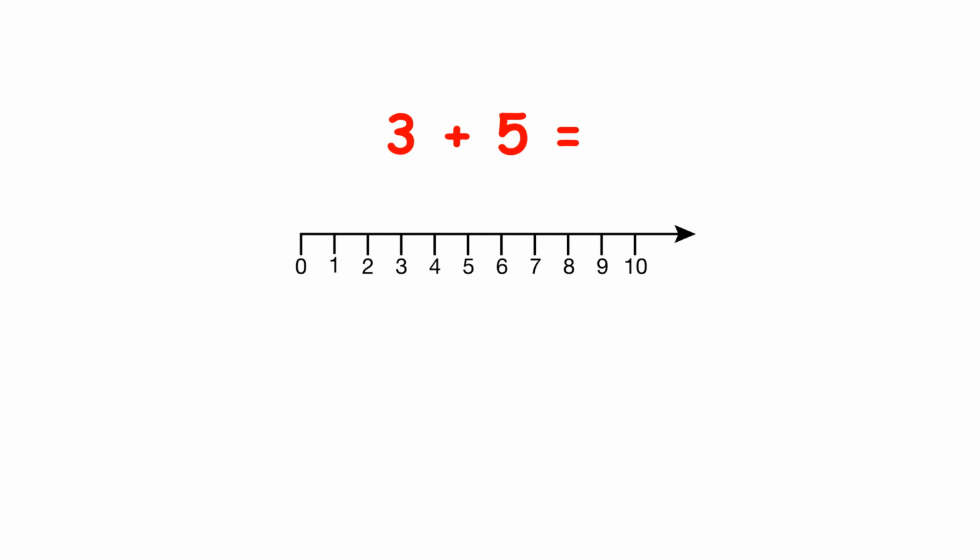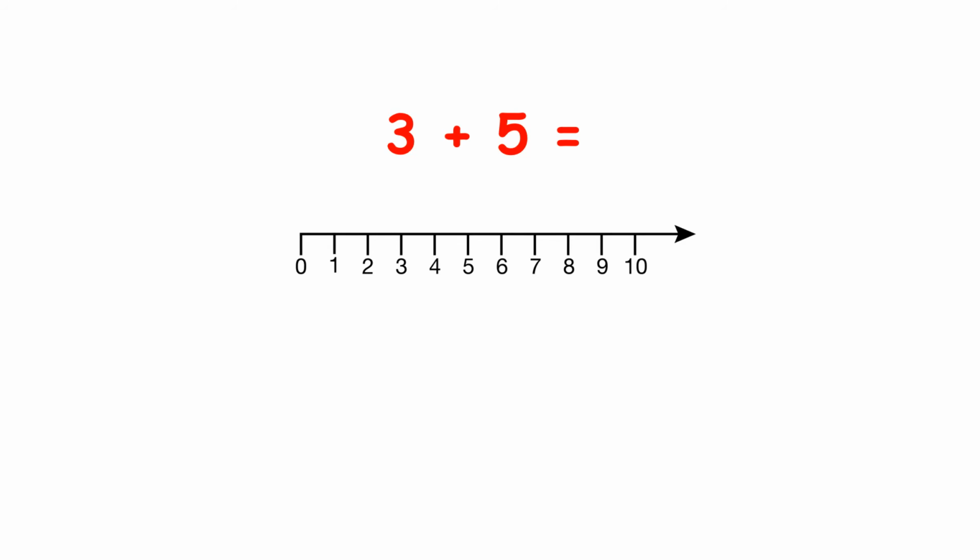Now we've got 3 plus 5. I could start on the number 3 and jump on 5, but I'm not going to do that. There's a quicker way to answer this question on a number line. What can I do instead?